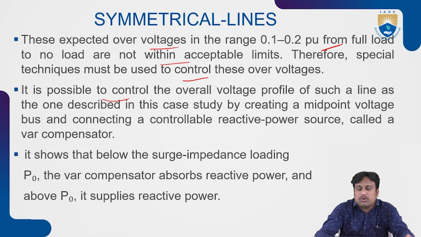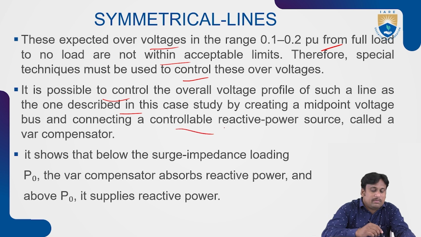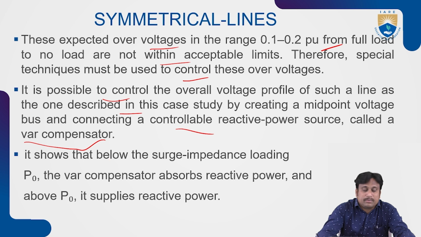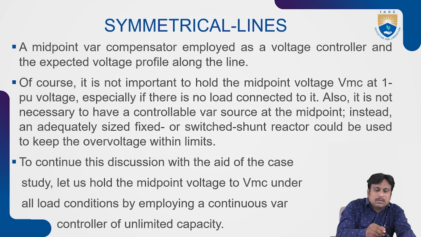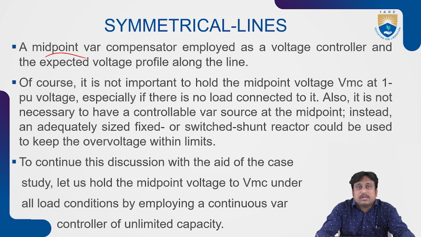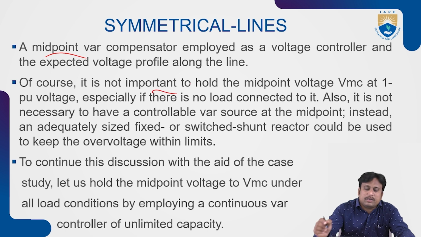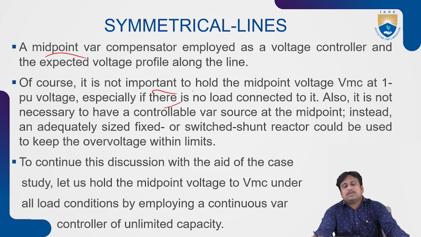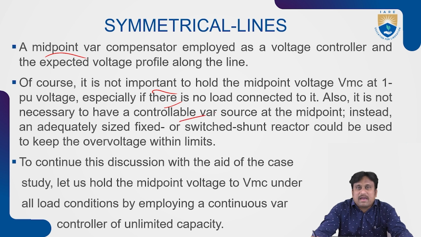It is possible to control the overall voltage profile of such lines, as described in this case, by creating a midpoint voltage bus and connecting a controllable reactive power source. They are called VAR compensators, reactive volt-amps compensators. Here it is represented with the surge impedance loading P naught. A reactive volt-amps compensator absorbs reactive power, and above that it supplies reactive power. So a midpoint reactive volt-amps compensator is employed as a voltage controller, and the expected voltage profile is along the line. Of course it is not important to hold the midpoint voltage at 1 per unit, especially if there is no load connected to it, and it is not necessary to have a controllable VAR source at the midpoint.